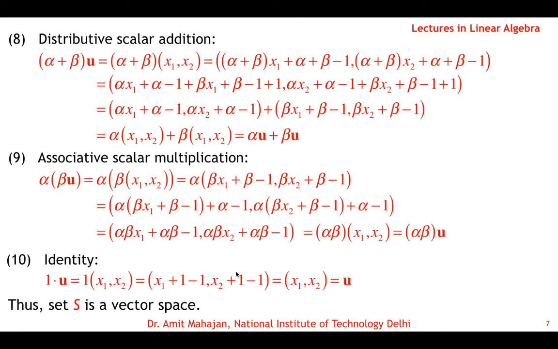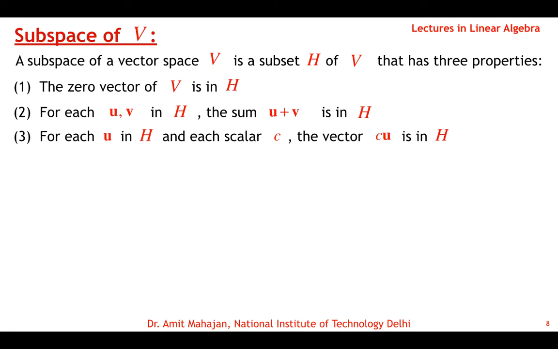Now we return to Rn spaces, and now we will only work with Rn spaces. The first definition in Rn spaces that we are going to define is subspace. By definition, a subspace of a vector space V is a subset H of V that has three properties. In fact, if we are going to prove H to be a subspace of V, then H has to be a subset of V first.